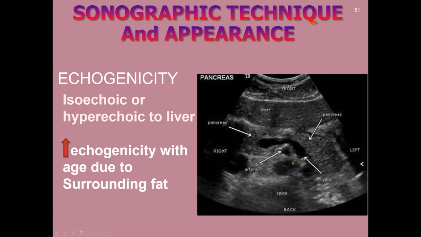So the pancreas should be isoechoic to hyperechoic to the liver. Okay, so iso or hyperechoic, and I mentioned earlier it gets more hyperechoic as more fat fills in the lobules, and in kids it actually is hypoechoic to the liver. And this is what I just said about the surrounding fat and why the echogenicity increases.